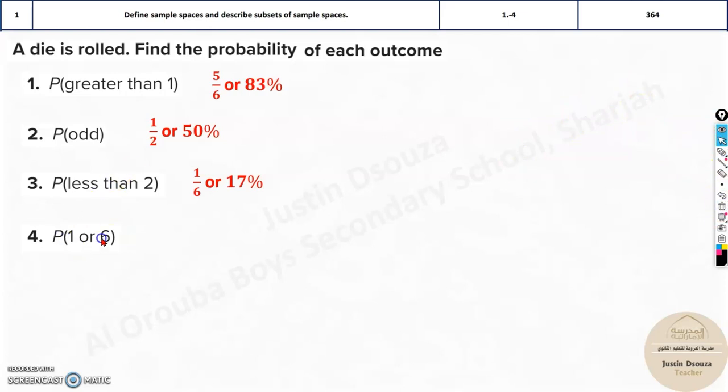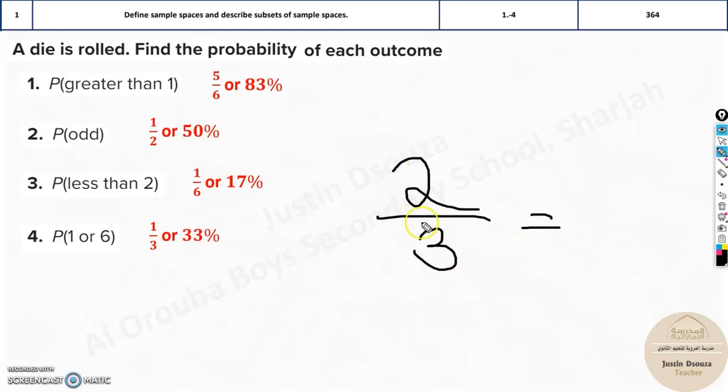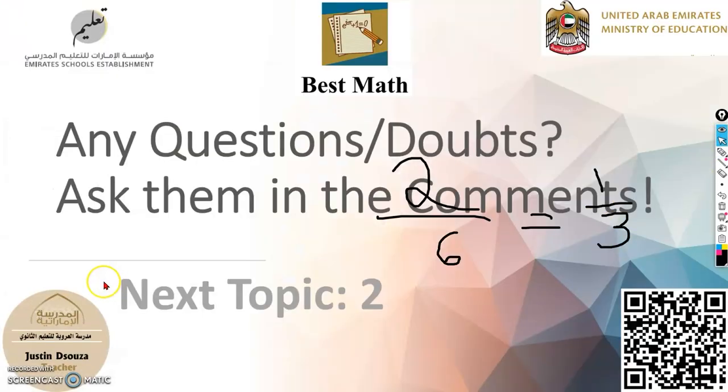And lastly, we had 1 or 6, so it is 2 divided by 6. 2 divided by 6 means 1 by 3. So these are the answers. So now we will move on to the next topic.